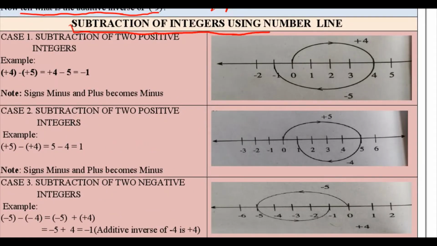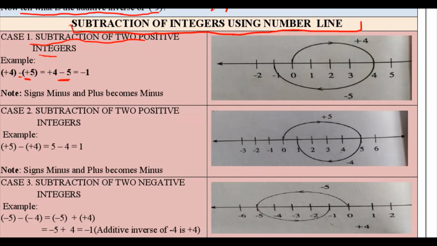using the number line. Okay, so let us see case 1 here: subtraction of two positive integers. When we have to subtract two positive integers, what do we do? Plus 4 minus plus 5. The first number stays as it is, plus 4. Now to find the additive inverse of plus 5, we have a minus sign here and a plus sign here, so plus minus is minus. So the additive inverse of plus 5 will be minus 5.